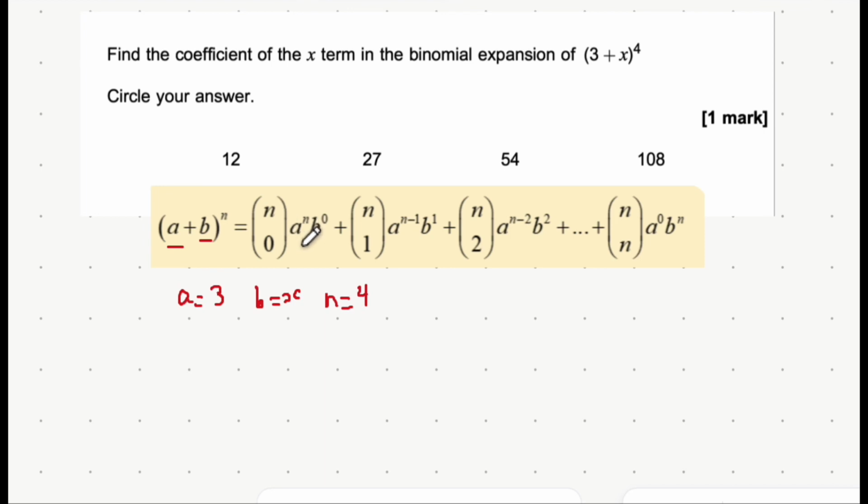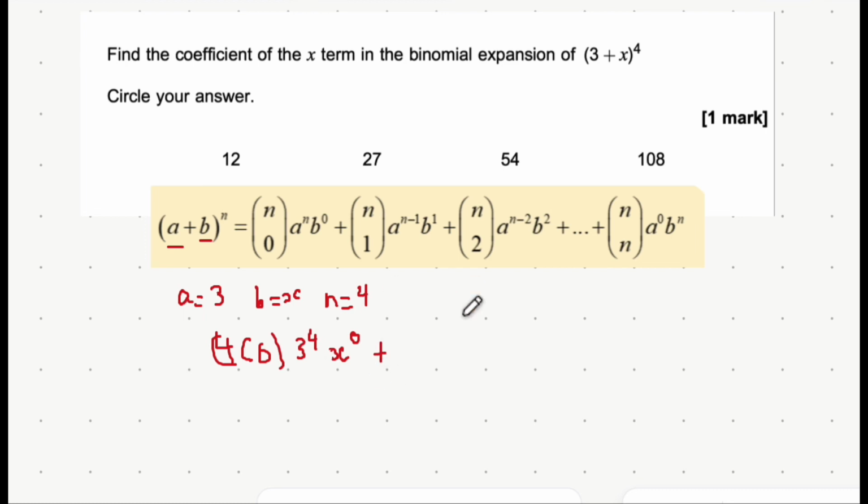What you'll see when you do the first term, so for this bracket just means choose. So to find the first term, you do n, which is 4, choose 0. That's what's meant by this term here. A to the power of n, which is 3 to the power of 4, multiplied by b to the power of 0, which is x to the power of 0. This first term, x to the power of 0 is 1, so it will give you a constant number. It won't give you a term that has x before it, if that makes sense.